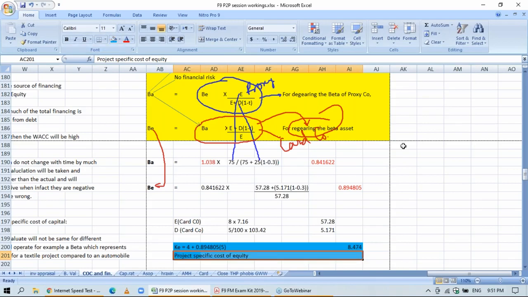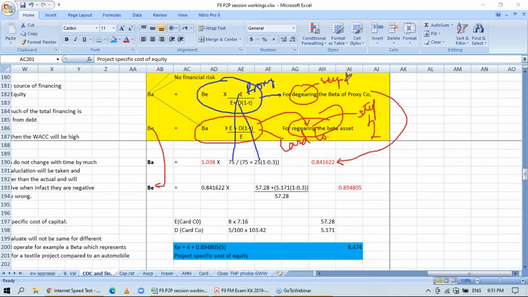So you have to do two steps in order to calculate this. The first step is de-gearing the proxy company's beta. We de-gear, which means remove the gearing effect, the financial effect, and then re-gear it in step 2. Step 2 means you now have to consider the financial risk of the card company itself. So in the second step we get the beta.